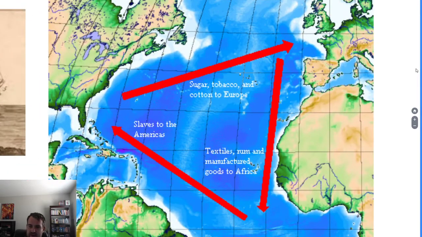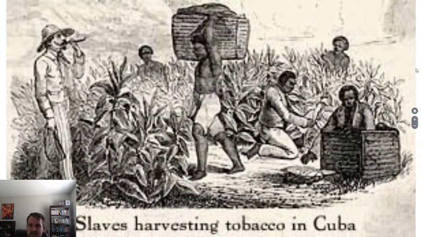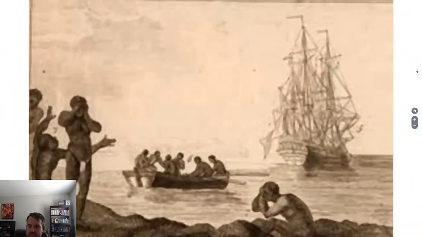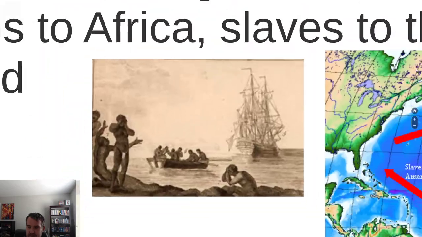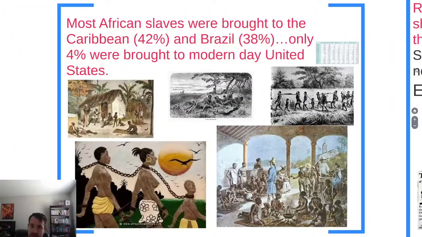Okay, there's the triangle trade right there. And then there's the people doing all the work. And Africa's getting people taken away from it. Yeah, and I think I mentioned this in that image before, but the vast, vast majority of slaves were sent to the Caribbean and Brazil.